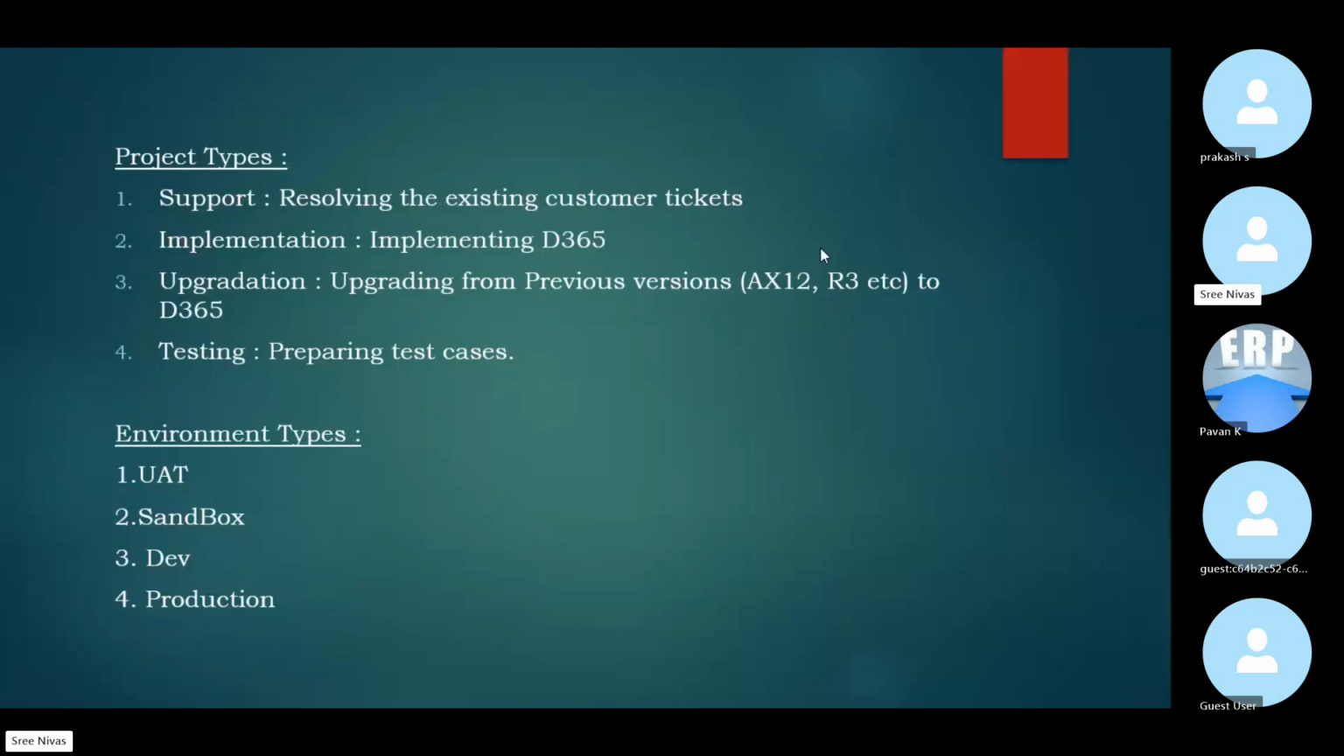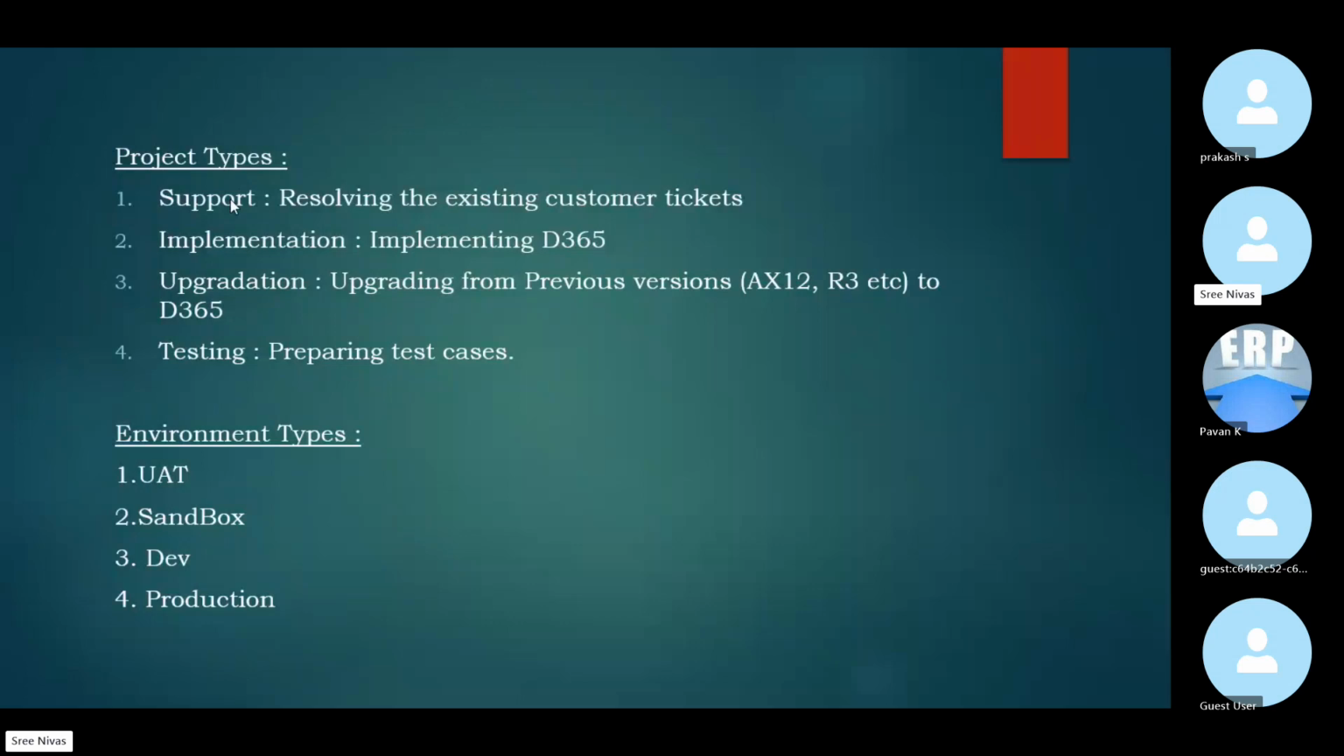And the project types, as in the previous class we mentioned, these are the four types of project that you can expect. One is support, for the existing customers, where you're going to explain based on the issue. And implementation is from scratch, right from the LCS project onboarding till go live. That is the deployment stage. You'll be part of this implementation.